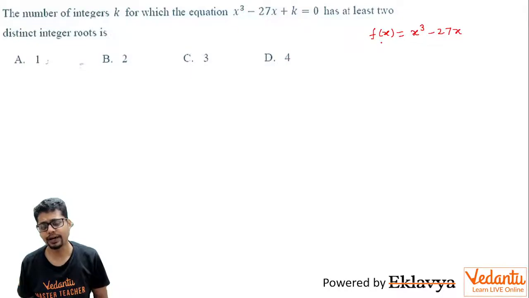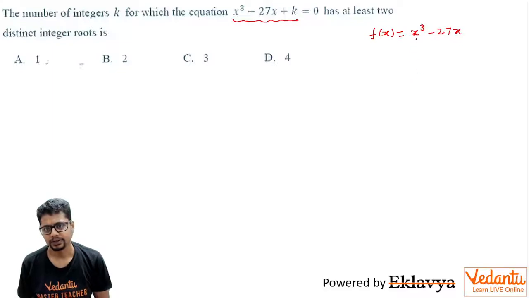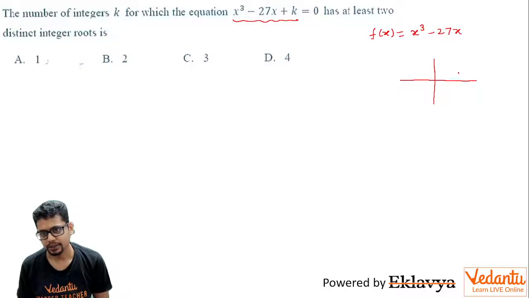compared to the graph of y equal to f(x), the graph of this expression would either shift vertically above or vertically below depending on whether k is positive or negative. Very easy to understand. So here what's the deal with this? If you see carefully, this function is something like this, where 0 is one of the roots and 3 root 3 and minus 3 root 3 are the other roots.